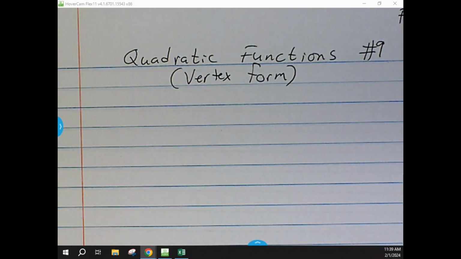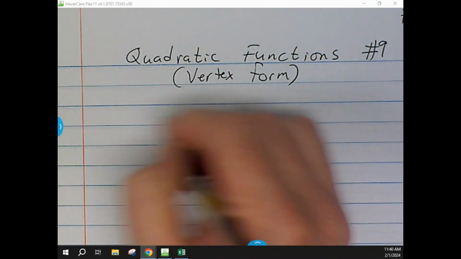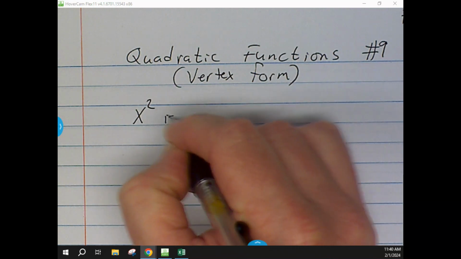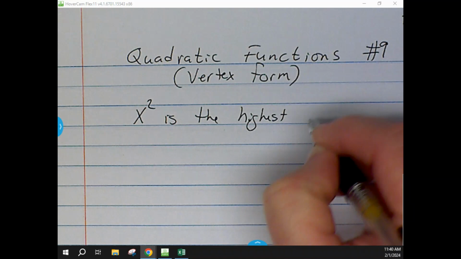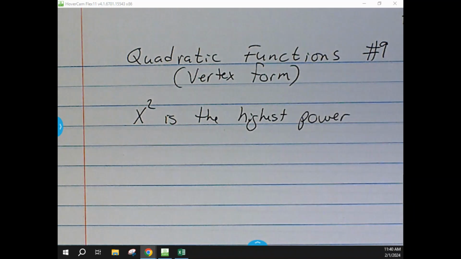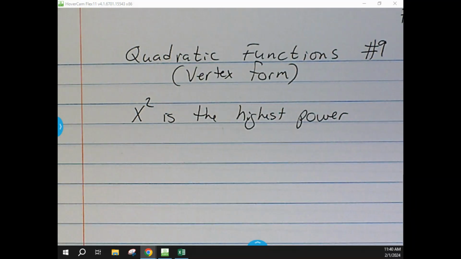All right, and again, this is almost the exact same thing as when we did absolute values, where absolute value was a V-shaped graph. Quadratic is going to be a U-shaped graph, and we'll show you how to go through those. What makes a quadratic function is that you have x squared. Okay, you can have other stuff, but the main thing is that you have to have x squared. X squared is the highest power of x that we're going to work through.